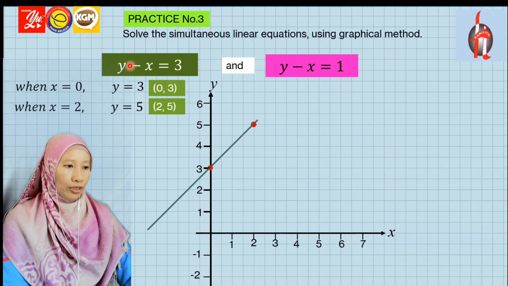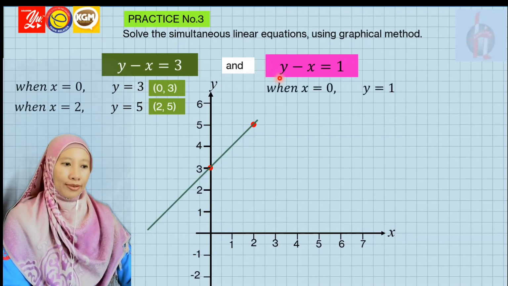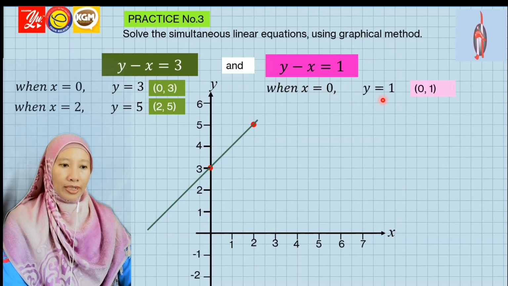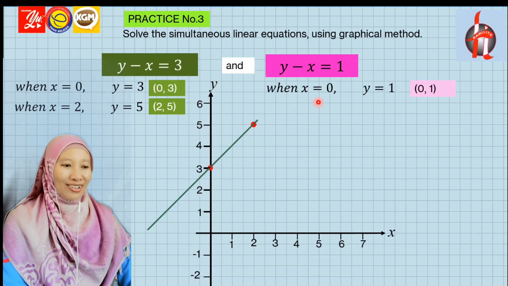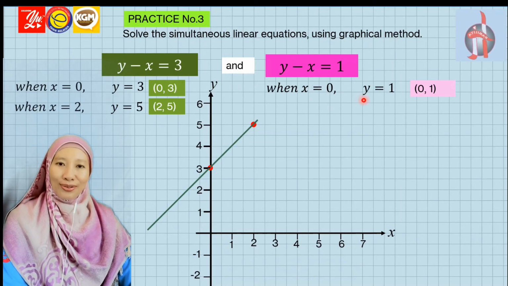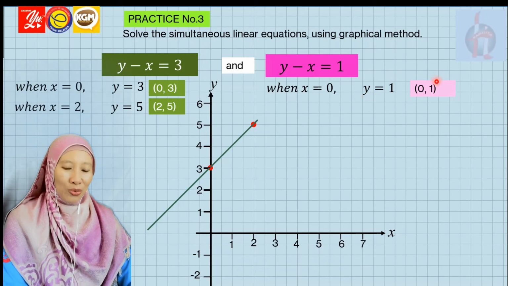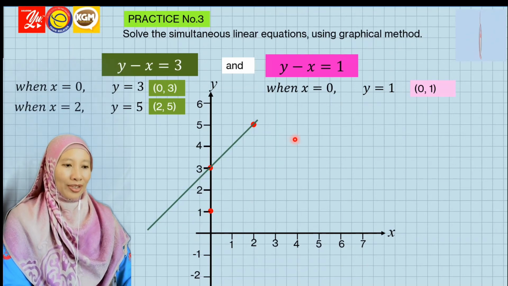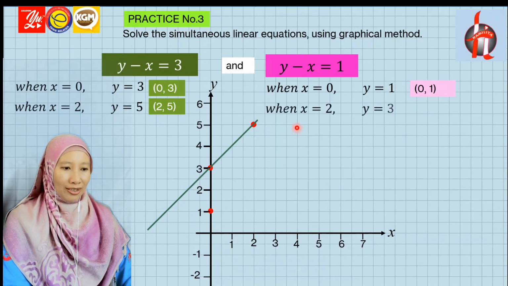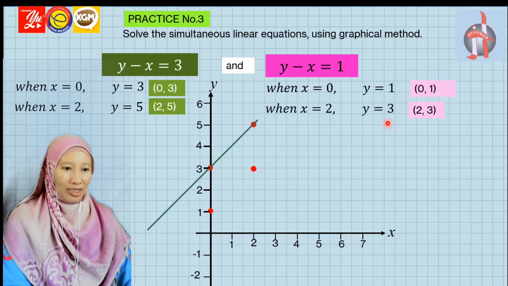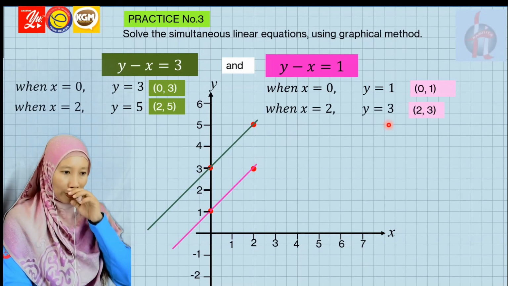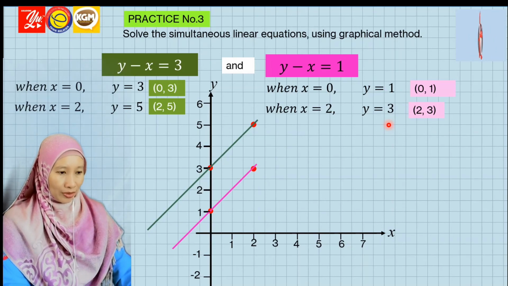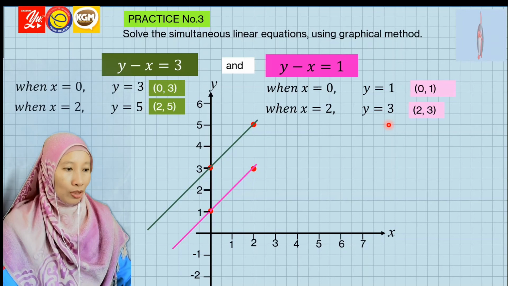Okay, settle with the first equation. Move on to the second equation. When x equals 0, substitute here, you get y equals 1. So the coordinate is (0, 1), and we plot it straight away. And then we find another coordinate, (2, 3). What happens if we join the line? Oh, again, we cannot find the intersection here. So what must we do?